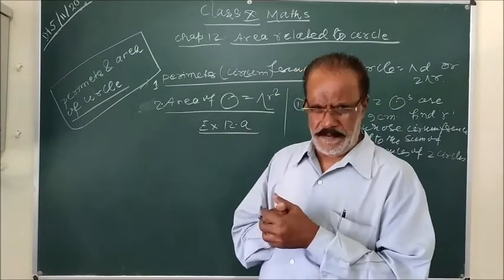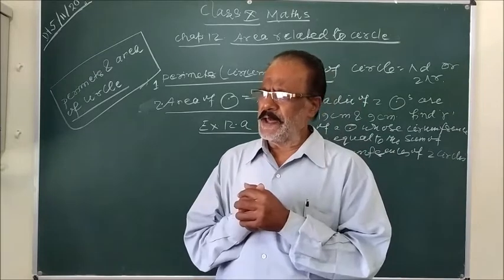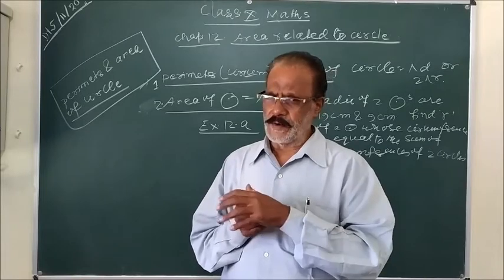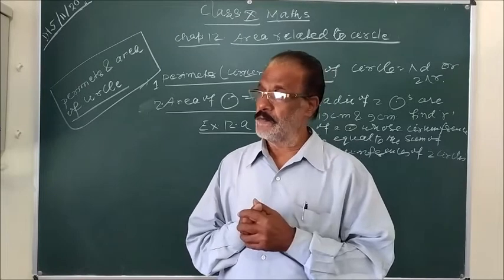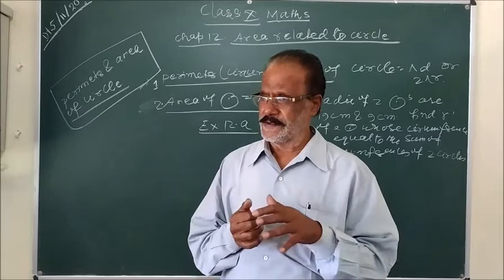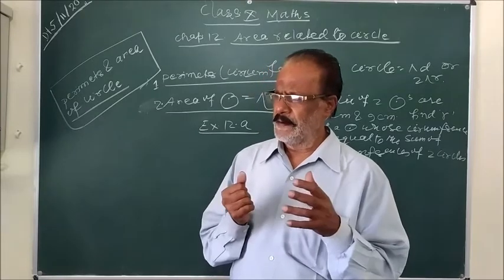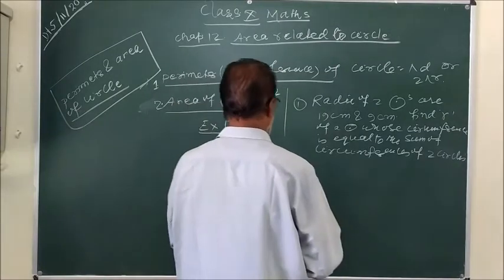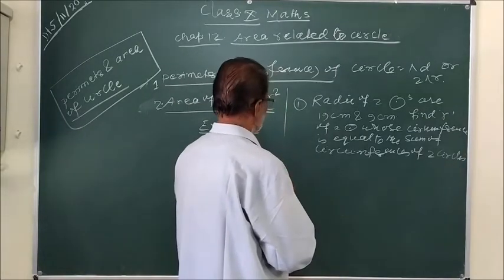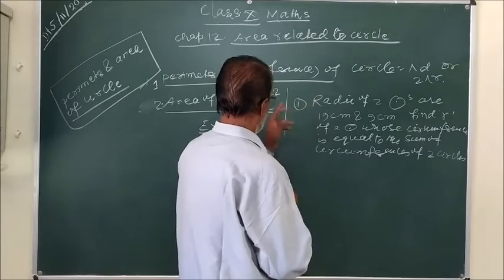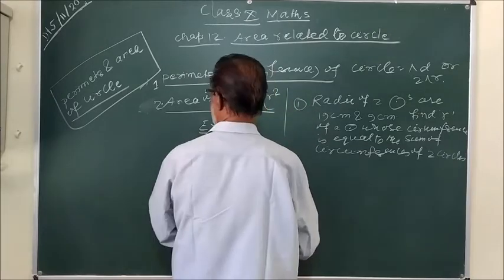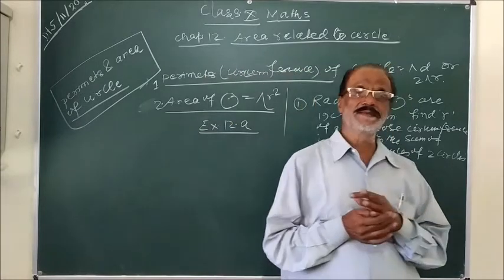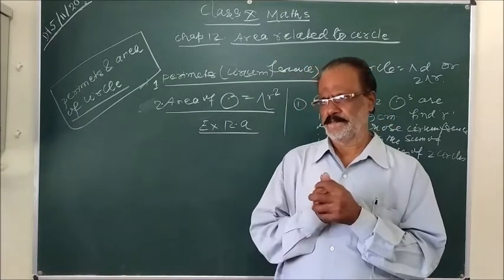What is perimeter? Perimeter of a figure is the total length or measure of all the sides. But in case of a circle, we have no straight lines. So this perimeter is known as circumference. So perimeter of circle means circumference of circle.